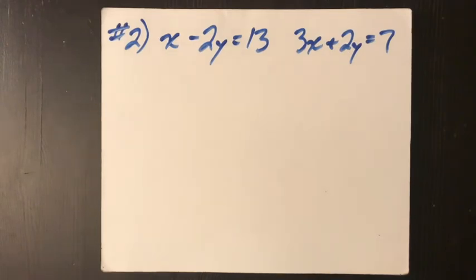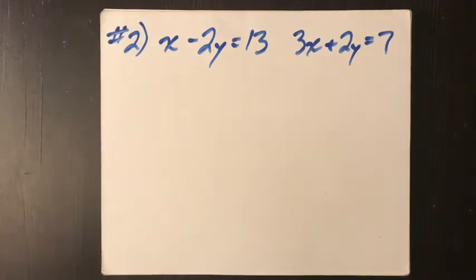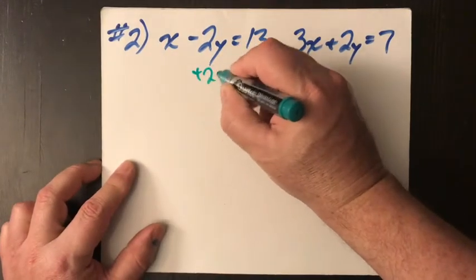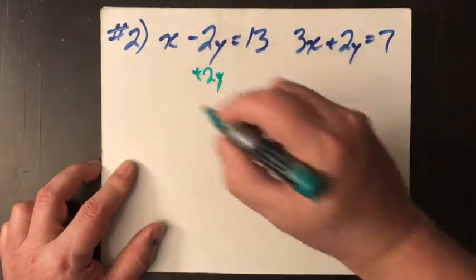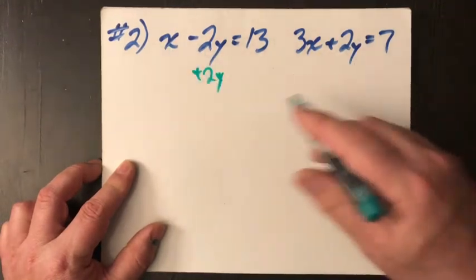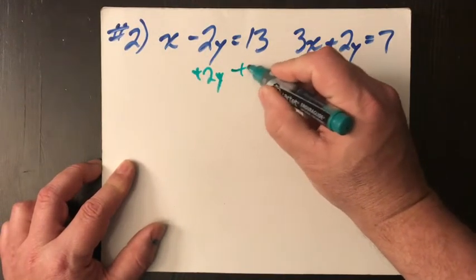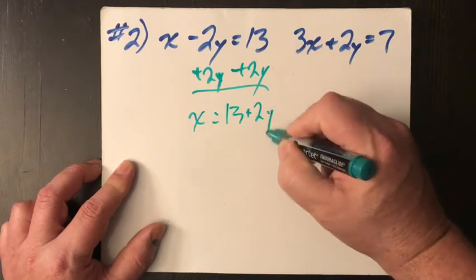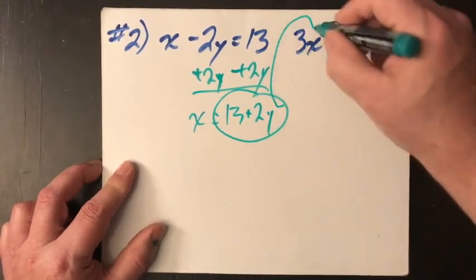Here's a new problem. One method really screams out here as the way you want to do it. Why don't you do that right now? Hit pause. I'll wait. Hey, you're back. So I'm guessing what you did is you probably added 2y to both sides because you saw that x was the only variable that didn't have a coefficient. Adding 2y to both sides, you get x equals 13 plus 2y.